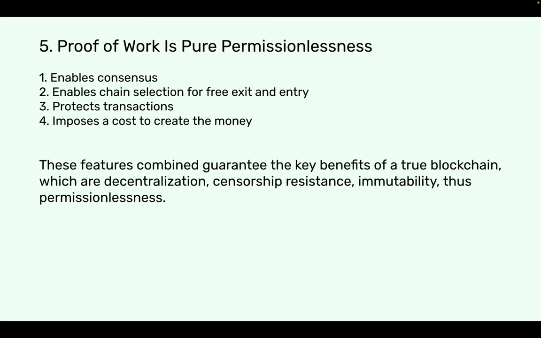wood. And this is how the proof of work blockchains enable consensus, and this is done in total isolation. You don't need to consult with anyone or ask for permission. Just by receiving the block, you already know it's a true block, and this is how consensus is achieved in Ethereum Classic and Bitcoin. Two, the same method enables chain selection for free exit and entry.